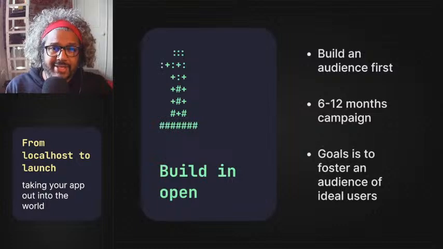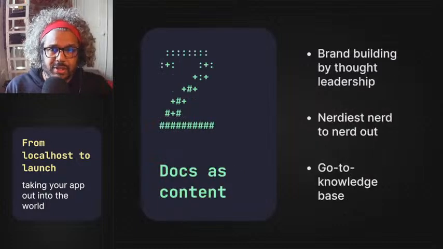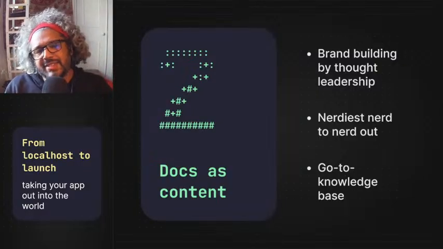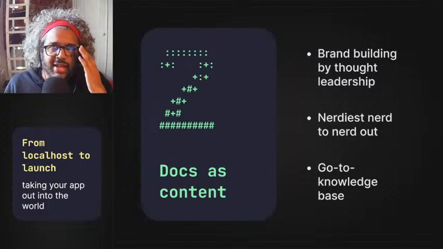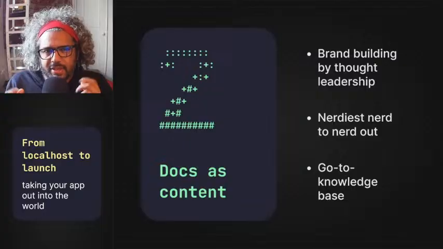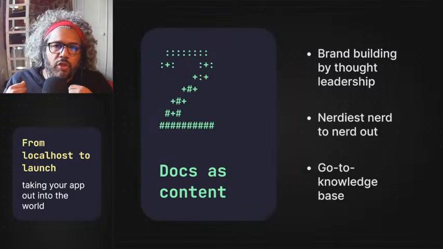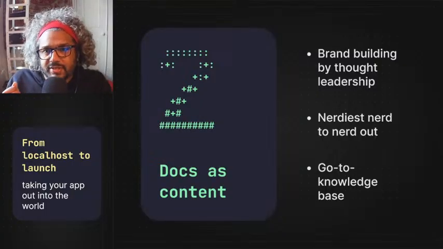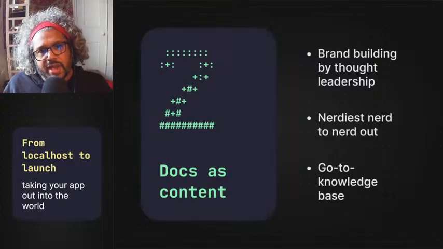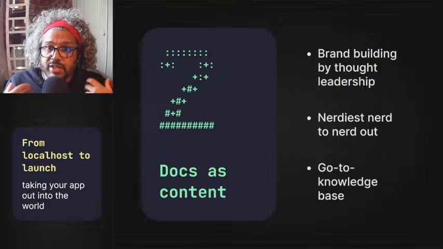Go-to-market campaign tip 2. Docs as content. Now, this is a really effective one if you're in a very specific space. This is where your target user is in a very esoteric subject. So, for example, they're into electronic music or they're visual artists, something people can nerd out about. Now, creating documentation for them is a very effective way of building trust and building your brand.